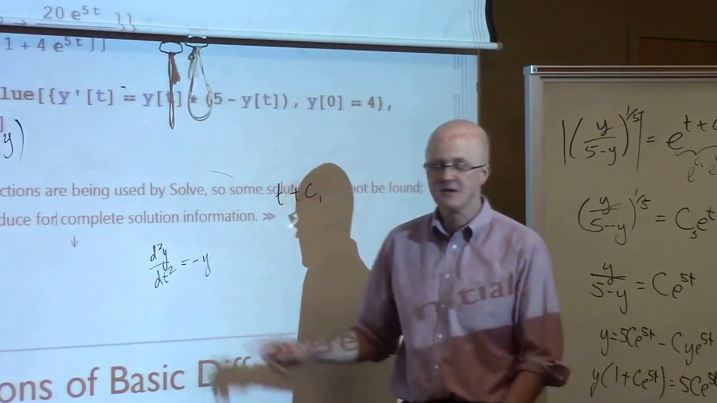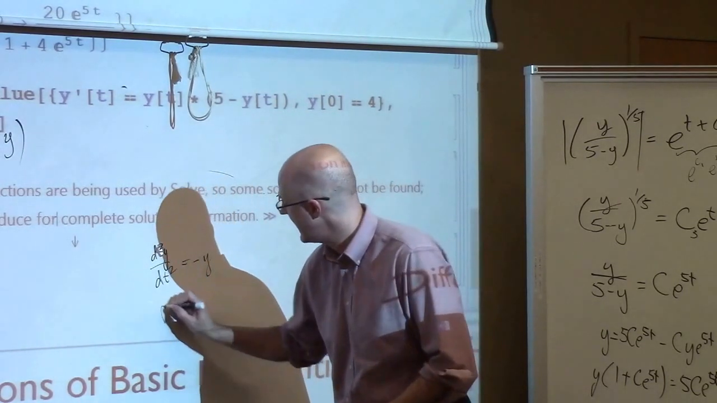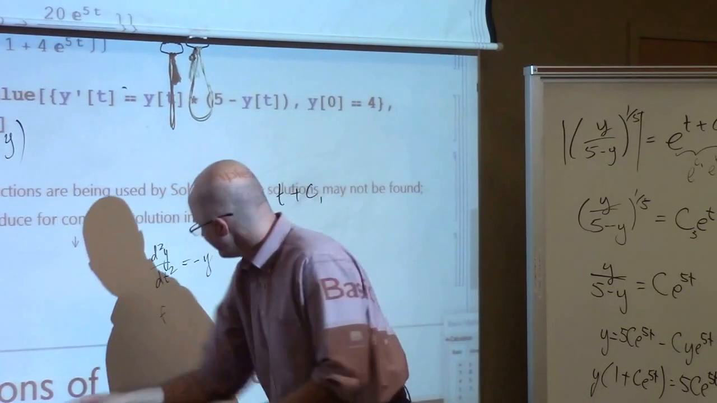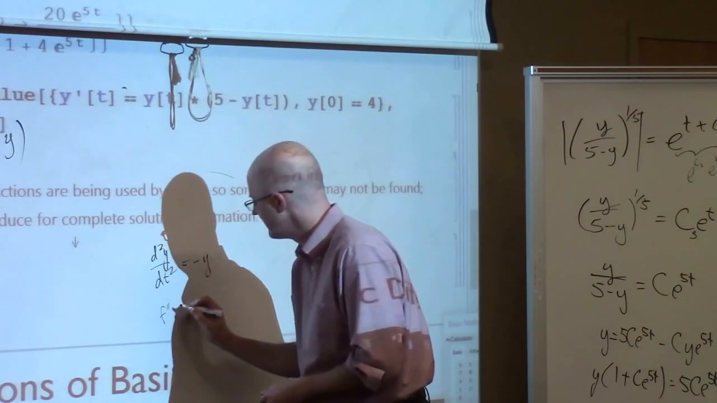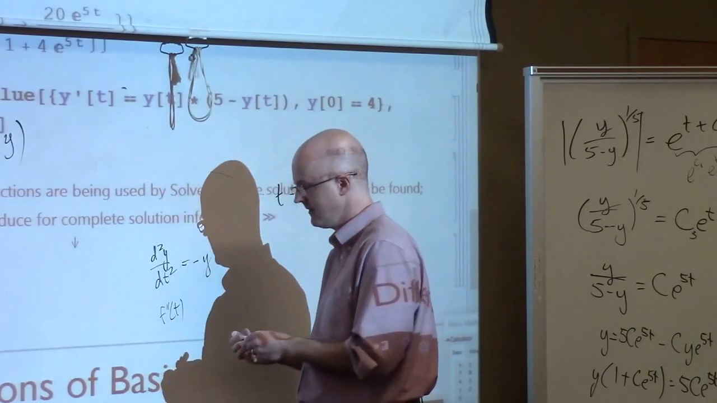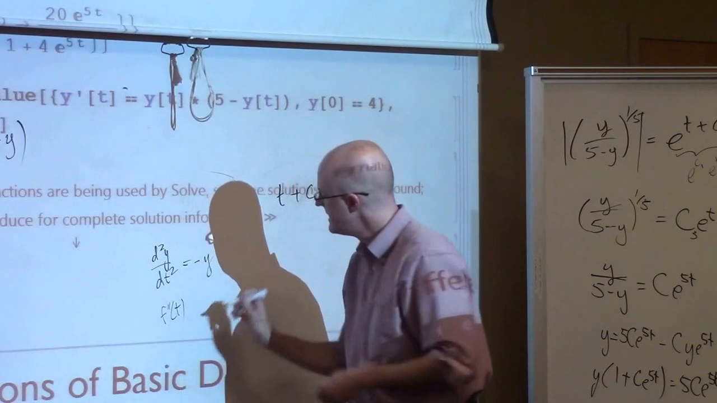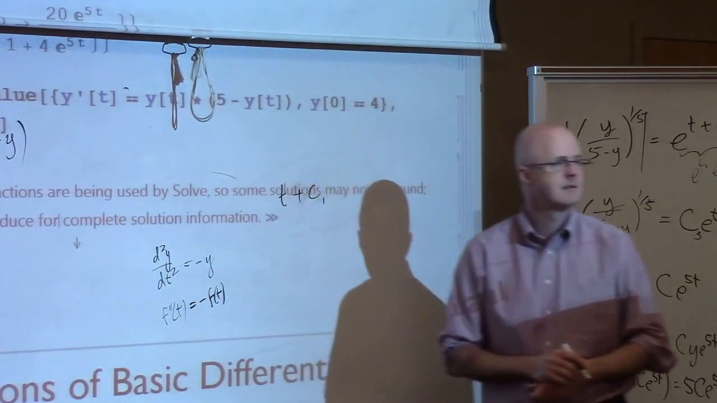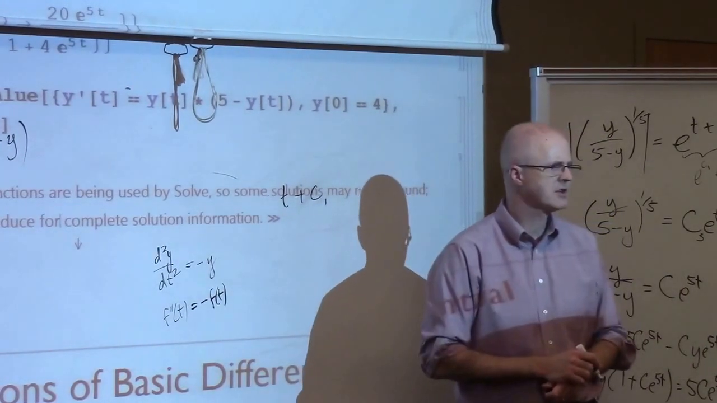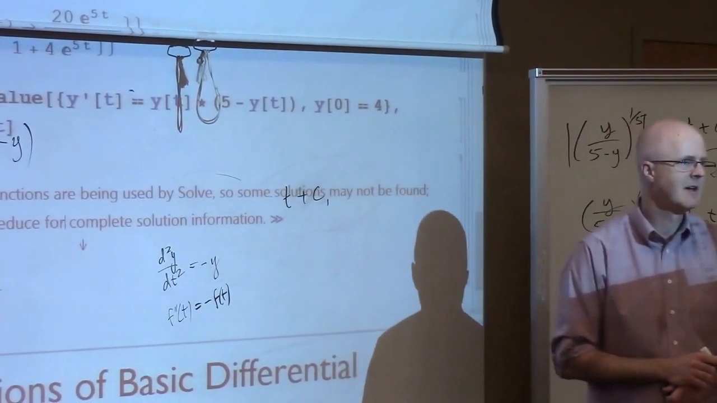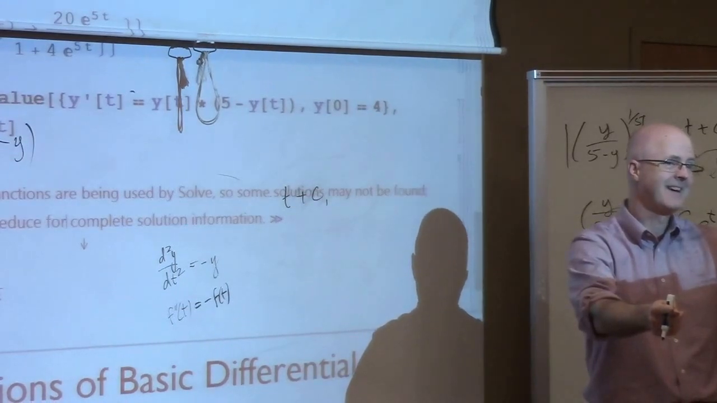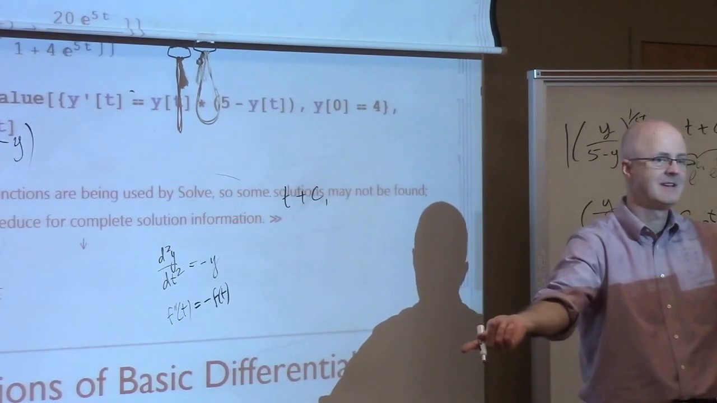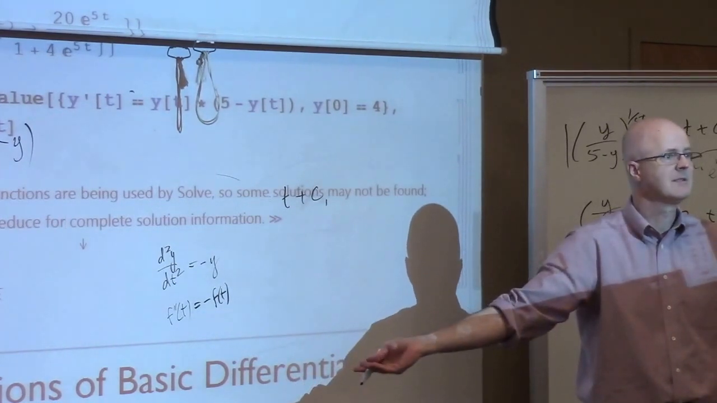Y is still the function. In function notation, this would be saying f double prime of t should equal negative f of t for all t. Can you think of a function whose second derivative is its opposite? I bet you can. Cosine of t, sine of t, those both solve the differential equation.